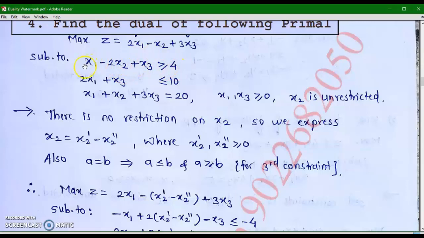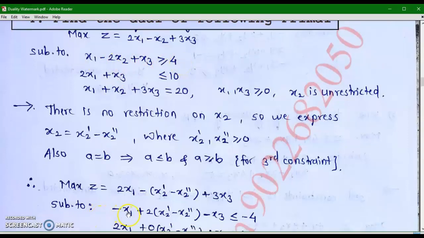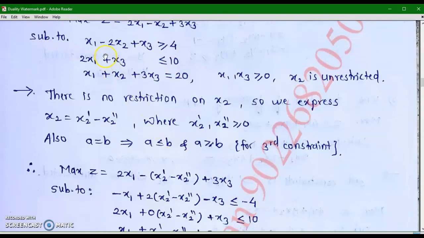So we get the first constraint as minus x1 plus 2x2 minus x3 less than or equal to minus 4. Then we write it as minus x1 plus 2, and x2 is written as a split up, minus x3 less than or equal to minus 4. After that, the second constraint is already of less than or equal to type. So only we will express x2's split up. So 2x1 plus 0, as x2 is not available, 0 times x2 dash minus x2 double dash plus x3 less than or equal to 10.